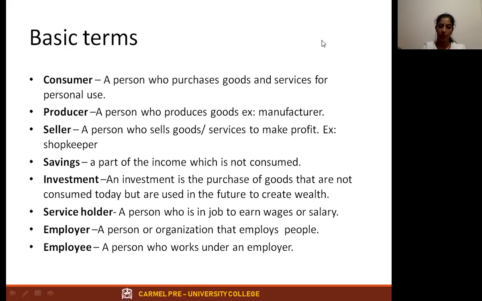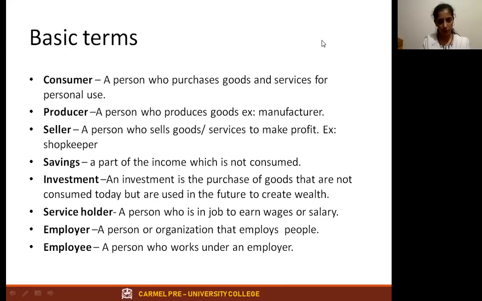What are these basic terms? You might already know all these basic terms that are in and around you. You hear these particular words. The first is consumer. A consumer is a person who purchases goods and services for personal use. You can ask me, ma'am, then who is a customer? Is there any difference between a customer and a consumer? Yes, there is a difference.